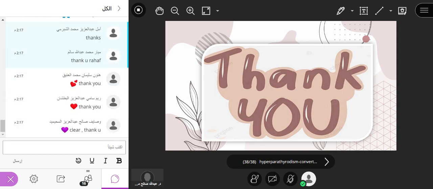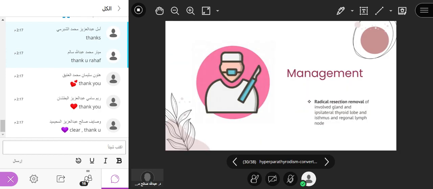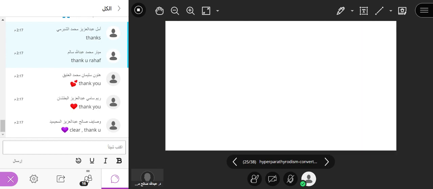Just regarding the anatomy of the parathyroid gland, we have to know that the main blood supply to the parathyroid gland is the inferior thyroid artery.